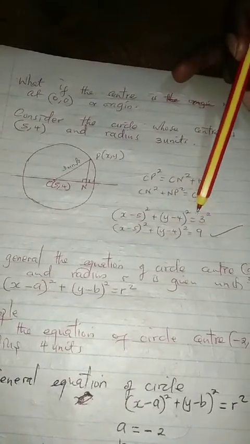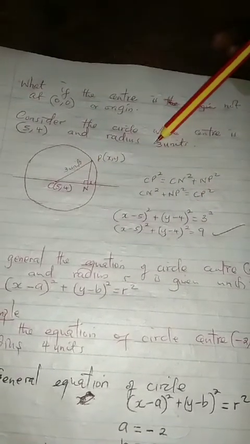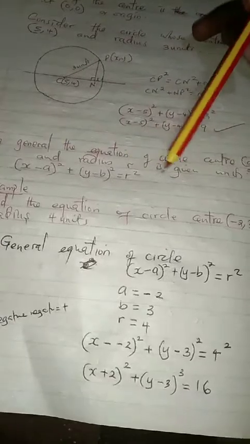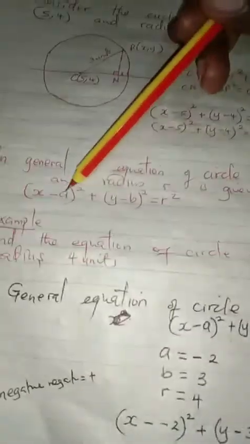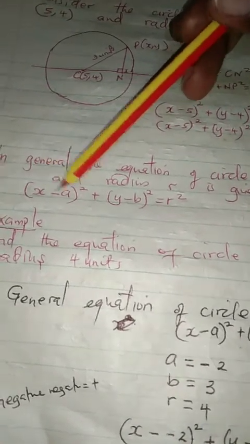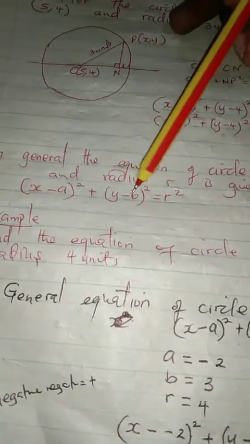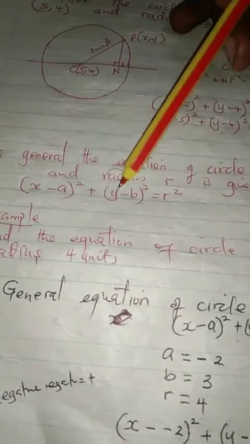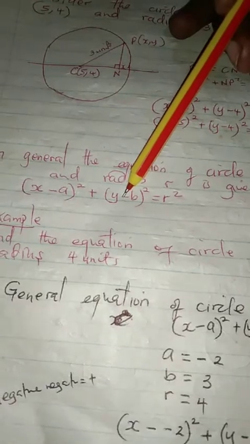9 is coming from where? 3 here is the units that we are given up here. You square it. In general, the equation of a circle with center (a, b) and radius r is given as, we will be using this formula henceforth, if the center is not at the origin: x minus a squared plus y minus b squared equals r squared, where a and b are the center.